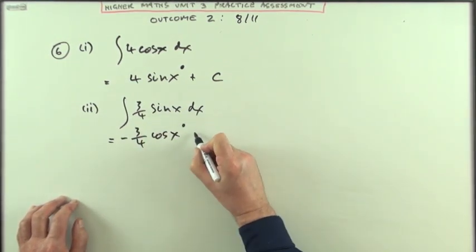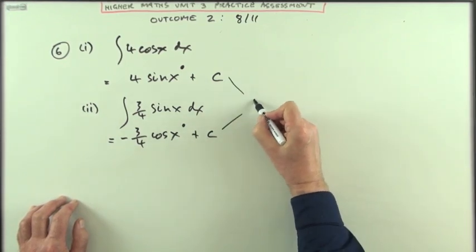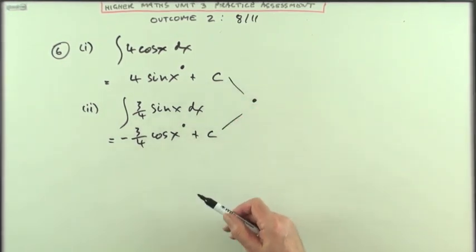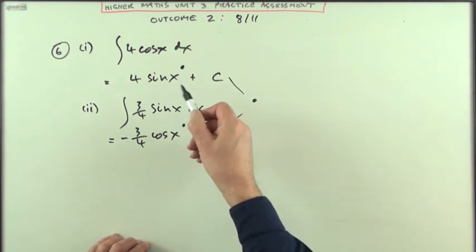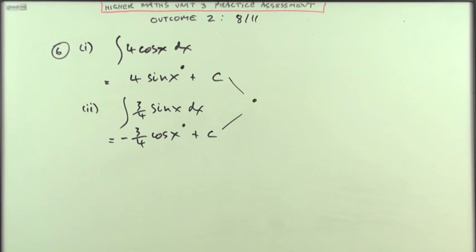That's the mark. And don't forget the plus c. And the thing is, there's one mark just for remembering to write the plus c, not a mark each time. So there it is then, 3 marks for question 6.